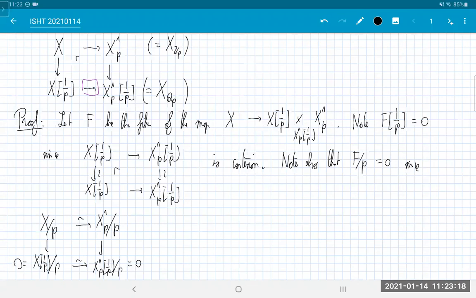Well, that's also an equivalence, for zero goes to zero is an equivalence, maybe for more stupid reasons, but it isn't less an equivalence. It's Cartesian. But then this implies that F is zero. The end.